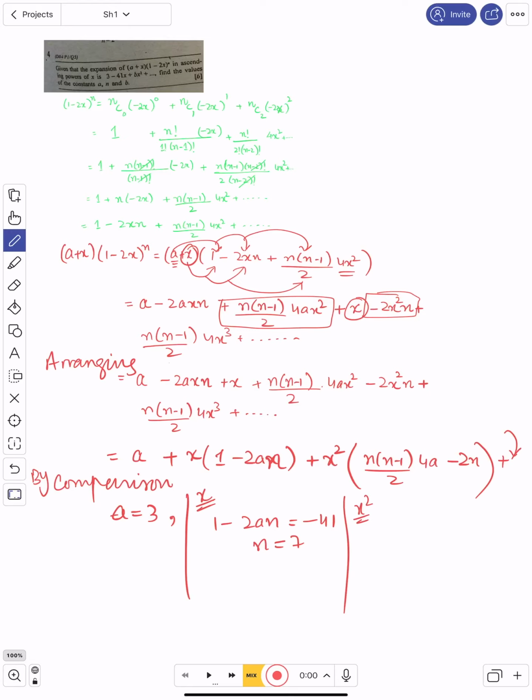And the coefficient of x squared, you are going to have the coefficient of b. Their coefficient of x squared is b, and our coefficient of x squared is this big thing. So now let's do it. n(n − 1) times 4a over 2 minus 2n is equal to b. Now inputting all the values, n as 7 and a as 3, so 7 into (7 − 1) times 4 into 3 over 2 minus 2 into 7.